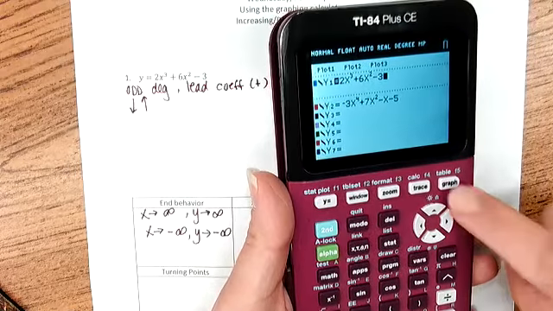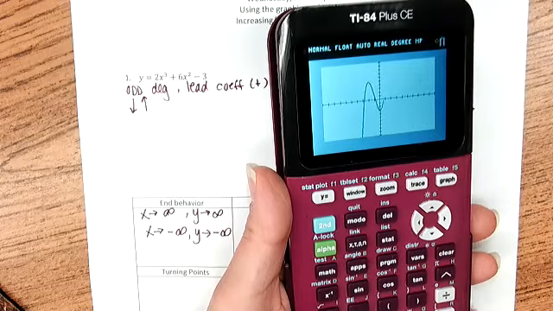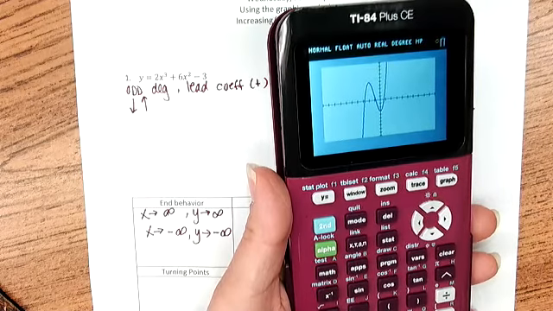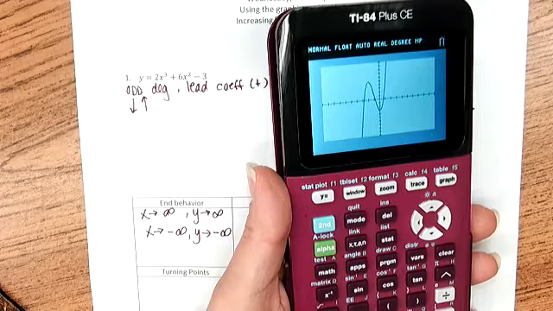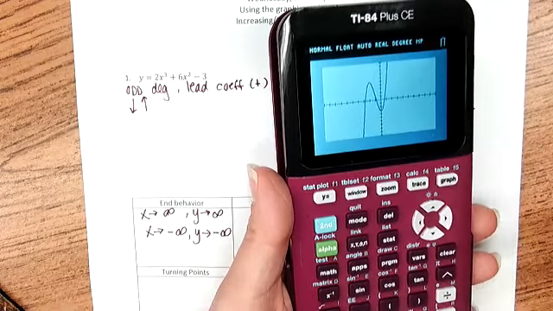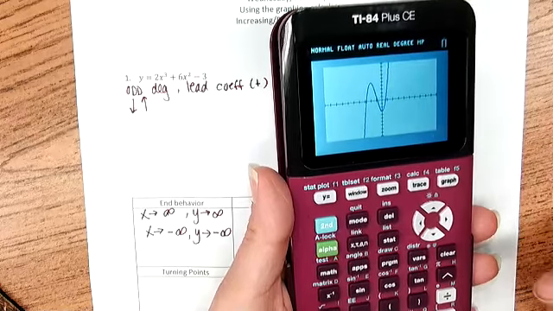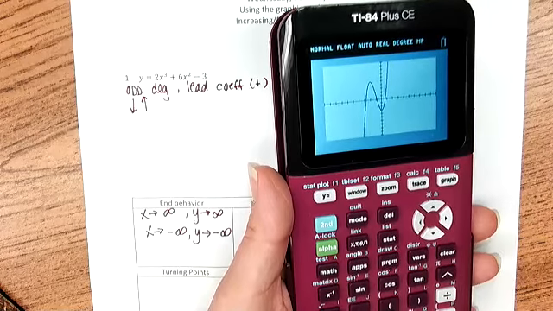I want to see what the graph looks like. I'm going to push graph. And the end behavior is indeed down, up. Okay, so I'm just going to go in the order that the table is. So the next thing we're asked to find are the x-intercepts. And I'm going to find these before I draw the graph. That way I can draw a more accurate graph.